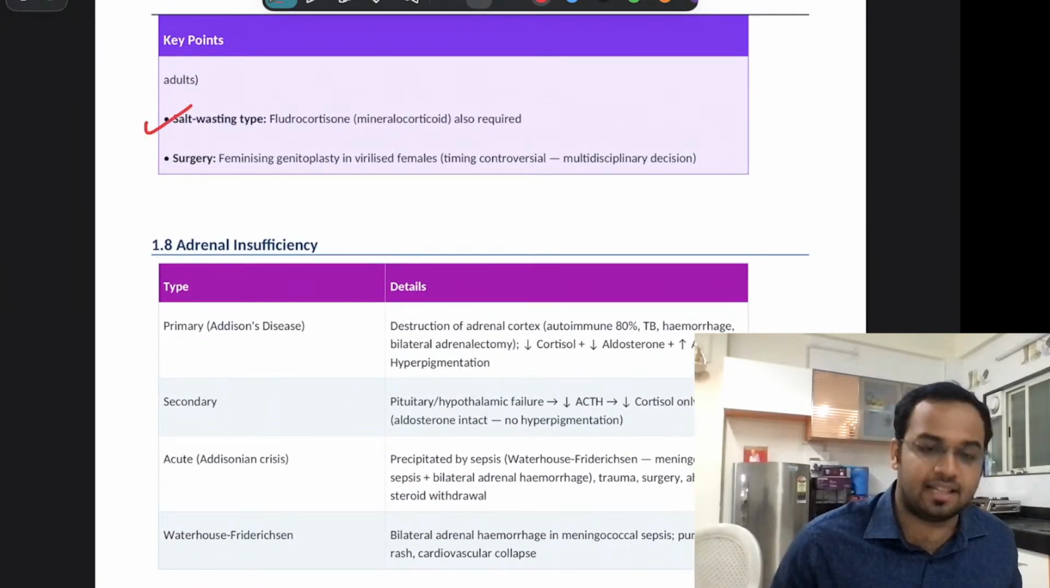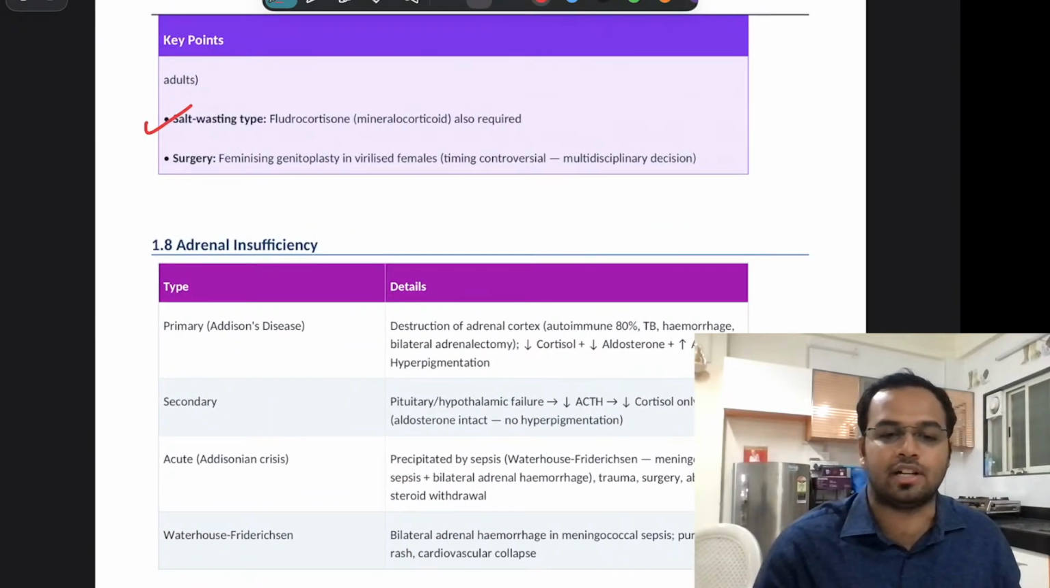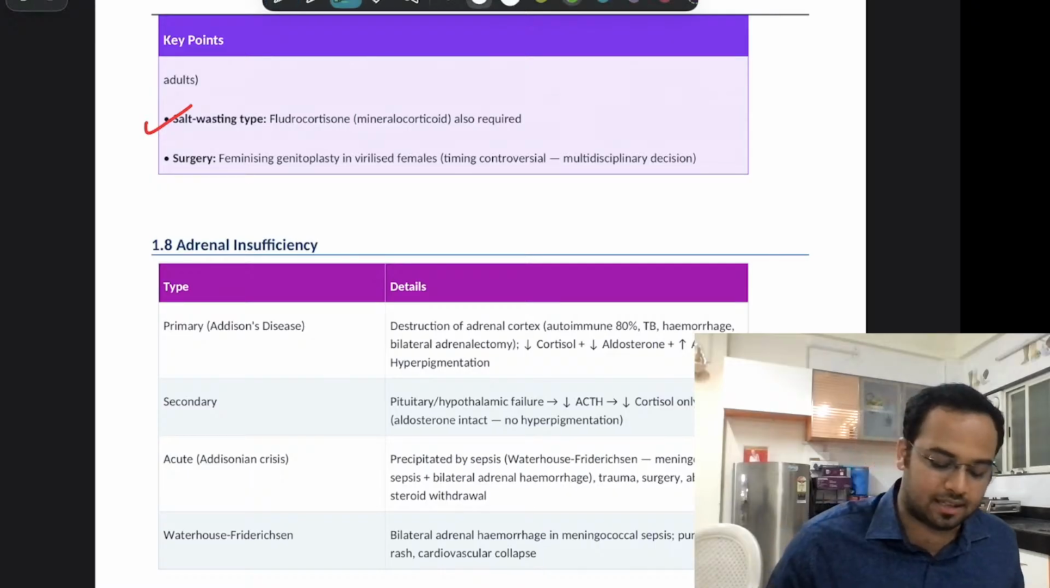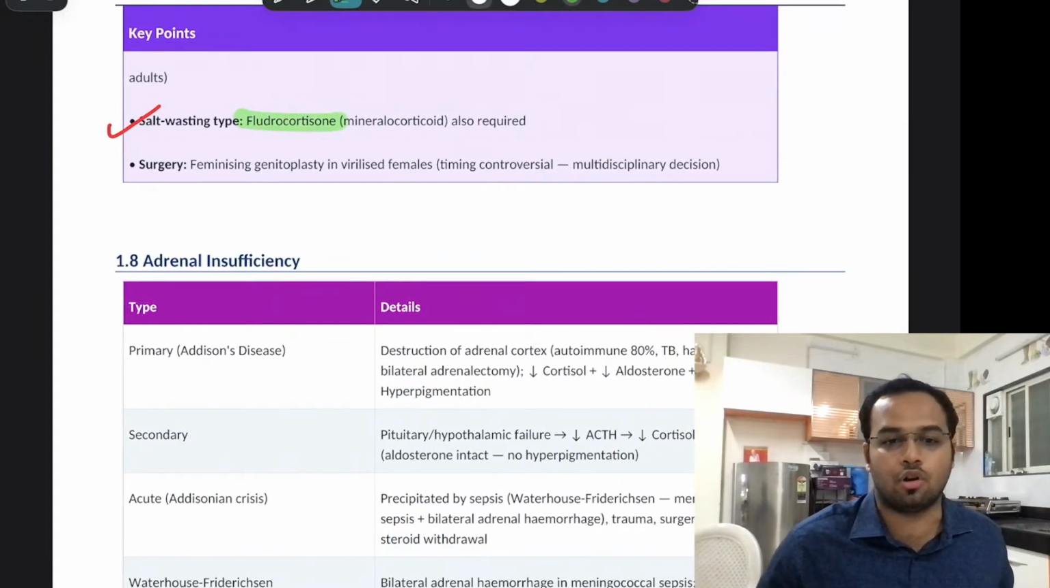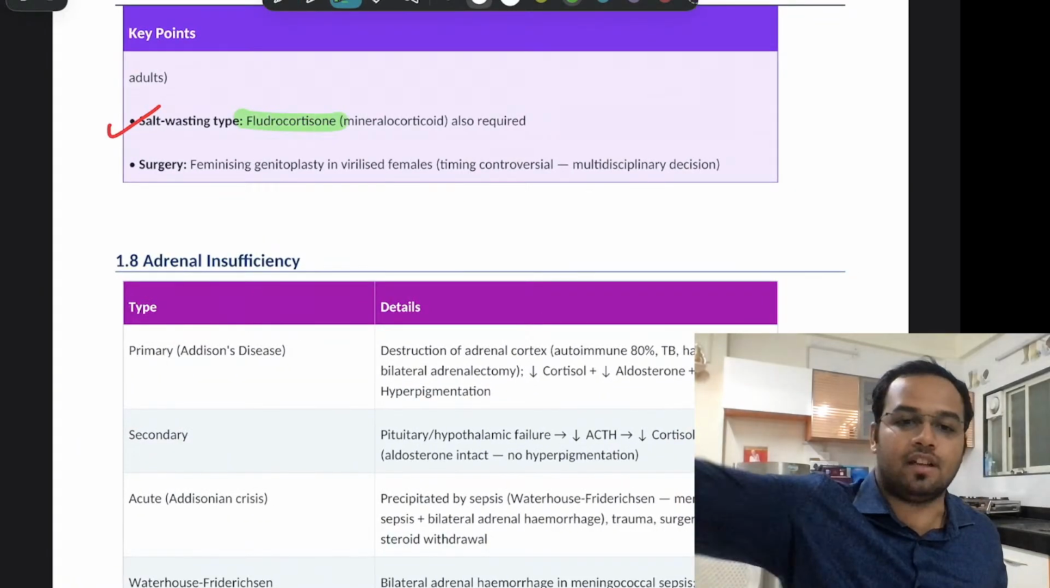There might be salt wasting. अगर salt wasting है तो we know that we should replace what is called as the aldosterone, and aldosterone replace करने का hormone है fludrocortisone. So you can give fludrocortisone and you can replace the hormone. So it is very much important.